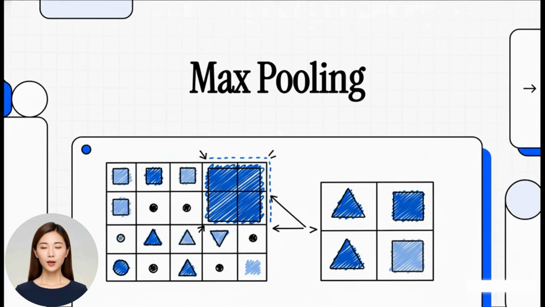Hey everyone, and welcome. Today we are diving into a really powerful and actually pretty simple idea that's at the heart of how computers learn to see. It's called max pooling, and it's a crucial piece of the puzzle in what are called convolutional neural networks, or CNNs. By the time we're done, you'll know exactly what it does and why it's such a game changer.